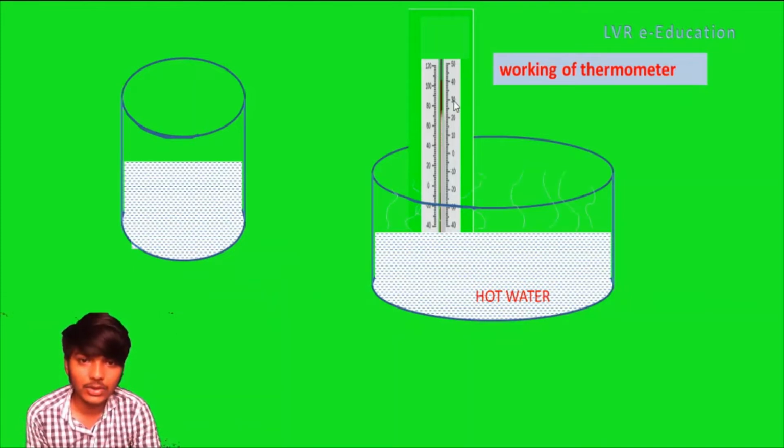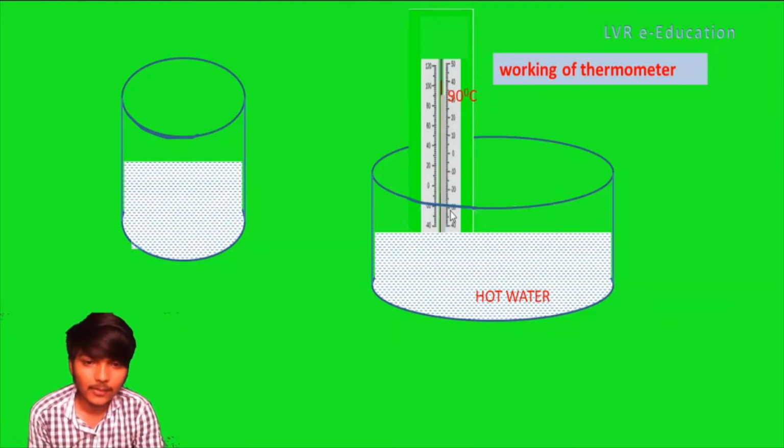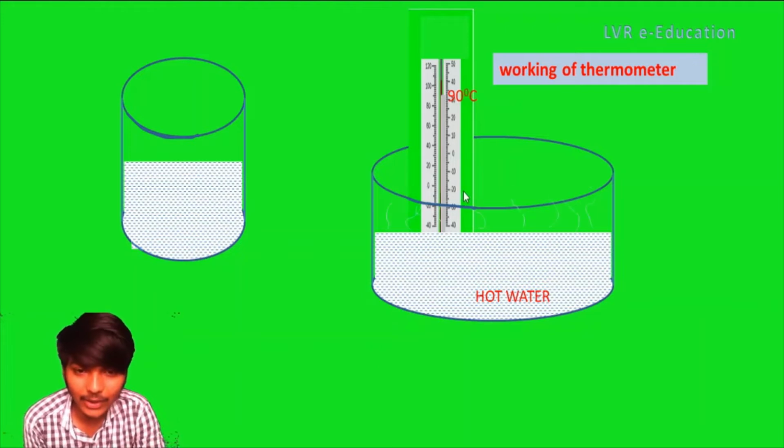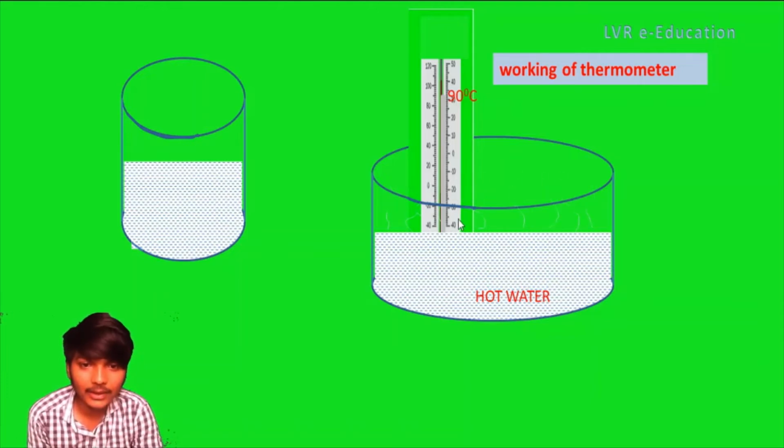And the thermometer shows a reading of 90 degrees centigrade. This means the working of the thermometer is based on the zeroth law of thermodynamics. Already discussed it. The idea is very simple. The tube is in thermal equilibrium with the hot water, and the tube is also in thermal equilibrium with the mercury. That means mercury and hot water are also in thermal equilibrium. That means they both have the same temperature. So the temperature of the hot water is equal to the temperature of the mercury.